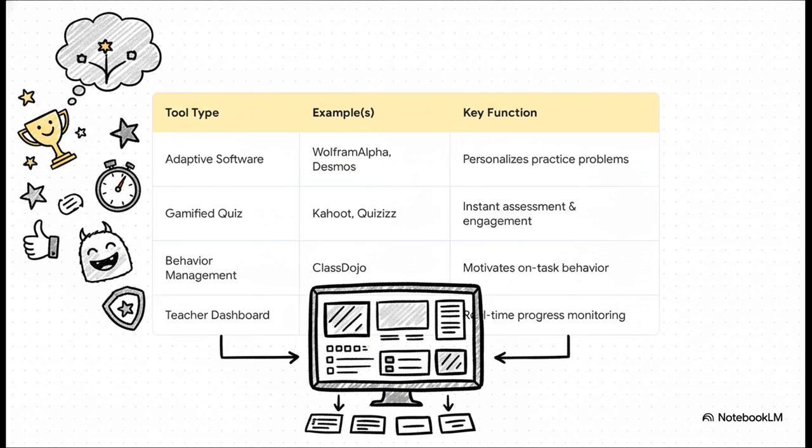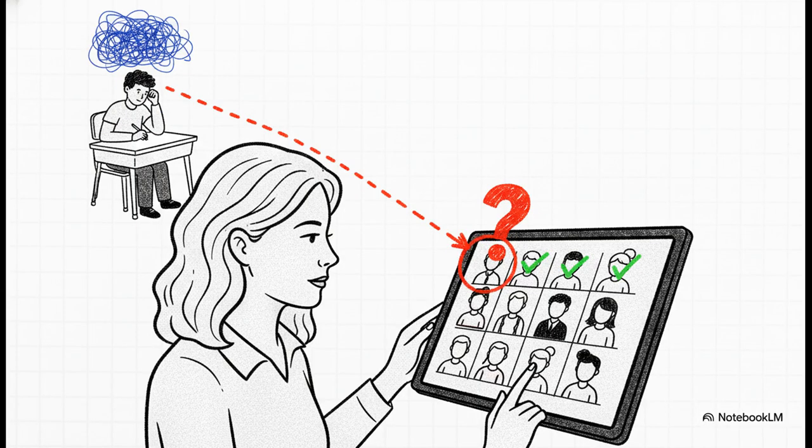And this gives you a great snapshot of the toolkit. You've got adaptive software like Wolfram Alpha for totally personalized practice, gamified quizzes like Kahoot for instant feedback and engagement. There are even tools like ClassDojo for behavior management. But honestly, the most critical piece, the one that really ties it all together, is the teacher dashboard. This is the absolute game changer.